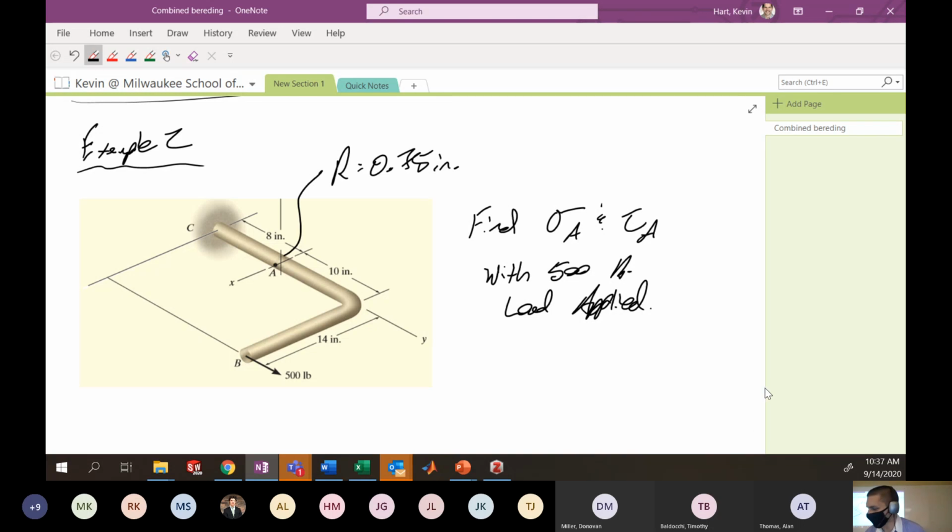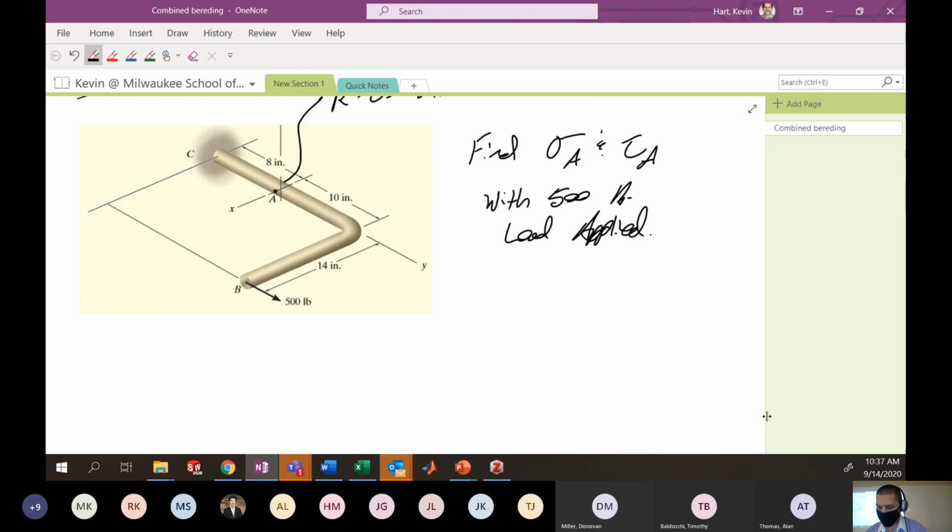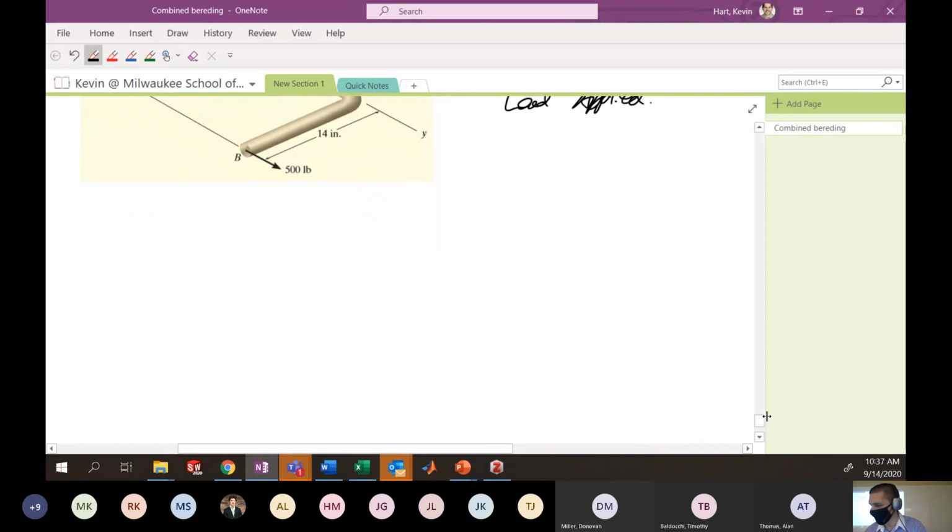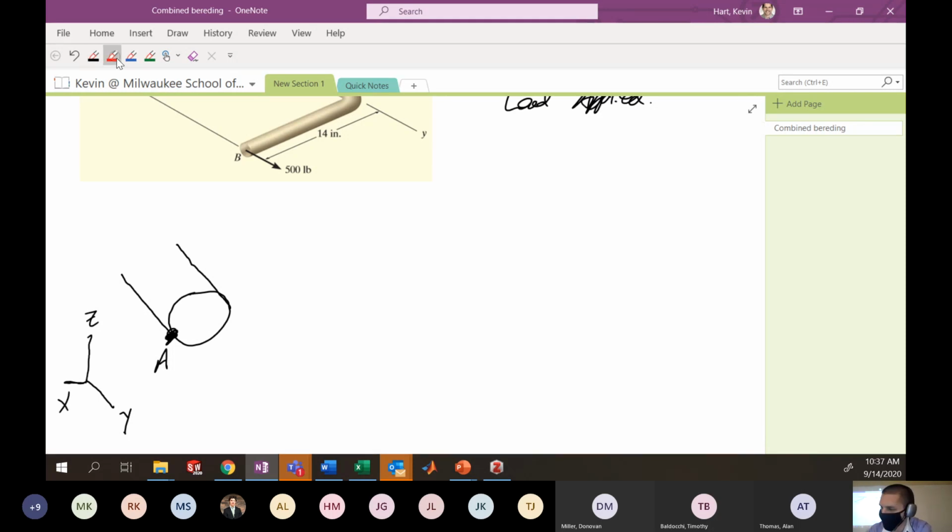Okay, so we're going to go through the same procedure, and I'm going to draw a picture again because pictures are good. So here's my cross-section. I still have at this particular cross-section point A, which is my point of interest. I have my coordinate system again, which I'm going to utilize. Here we have the y direction, z direction, x direction. And I'm going to relocate this 500-pound load here to point A.